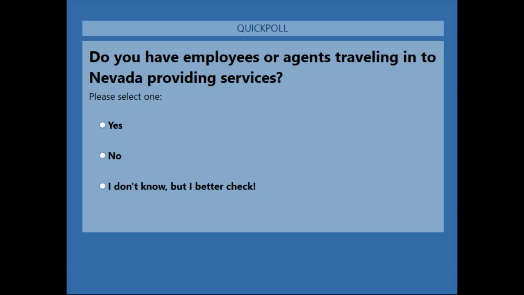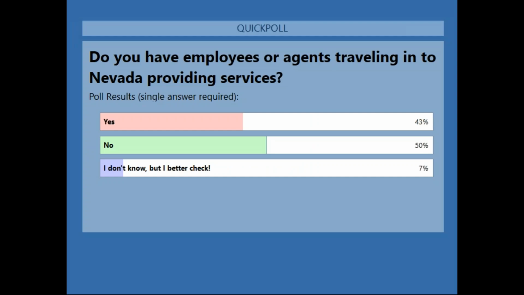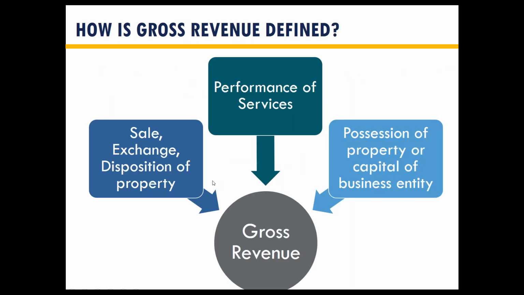And I think a lot of the reasons why we ask some of these questions is because we don't want people to get confused with the fact that maybe you have W-2 employees, but don't forget about agents that could be working on your behalf, not just in Nevada, but other states as well. So, okay, it looks like we've got very few that don't know but want to check, but we kind of got a split there on yes and no. So, all right, we're going to move along.